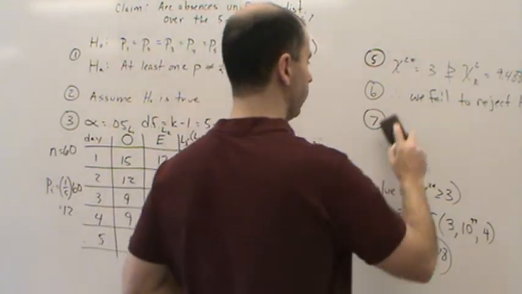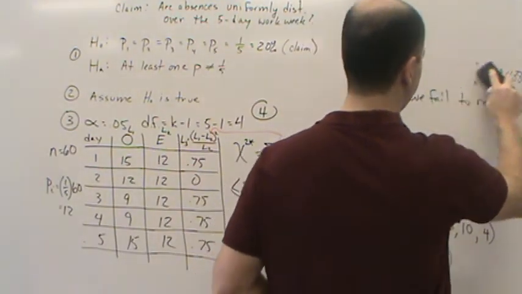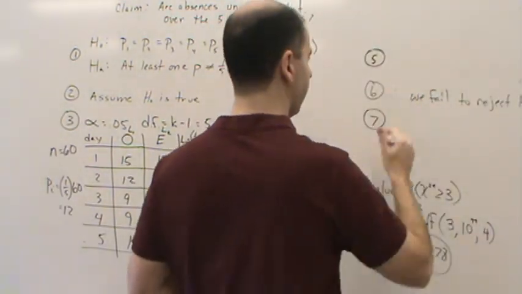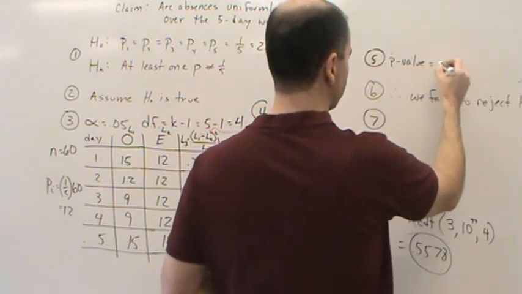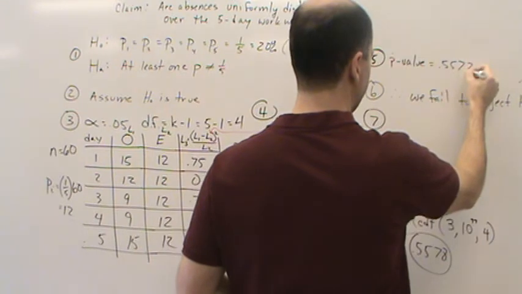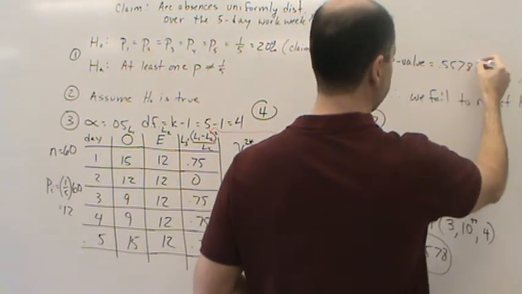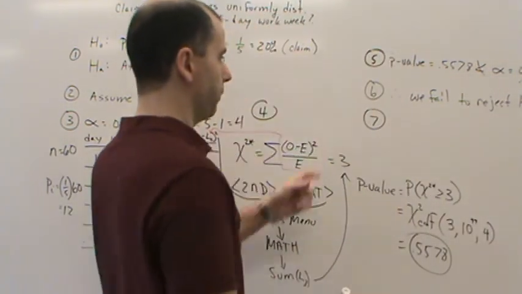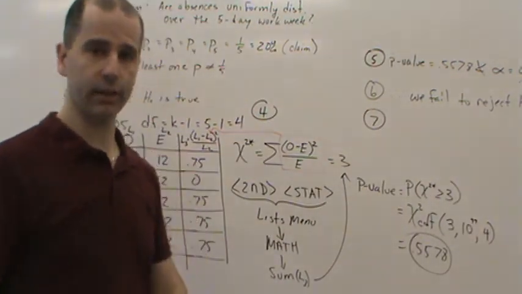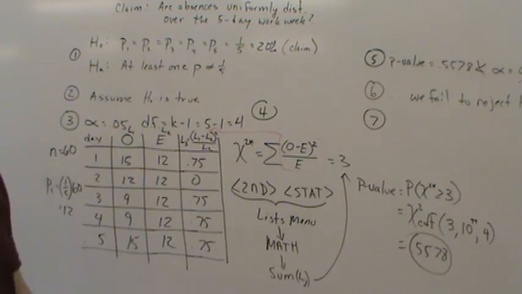So if we go to our comparison here, p-value is equal to 0.5578. It's definitely not less than alpha equal to 0.05. So there's our comparison. Again, we failed to reject the null, and our conclusion is still the same.